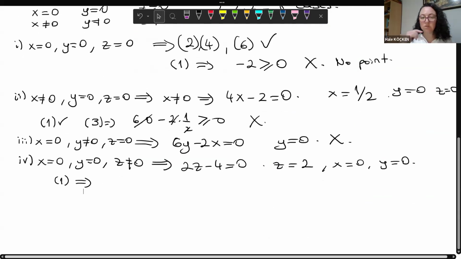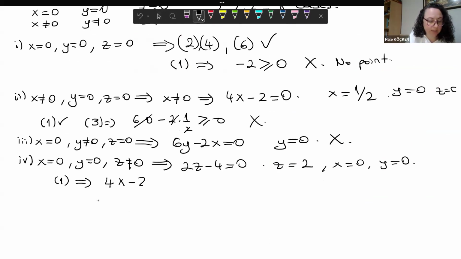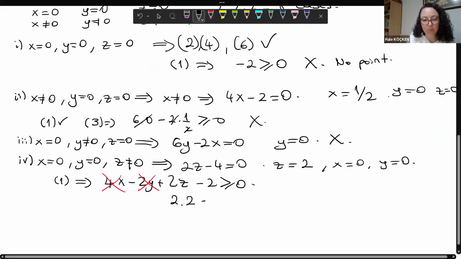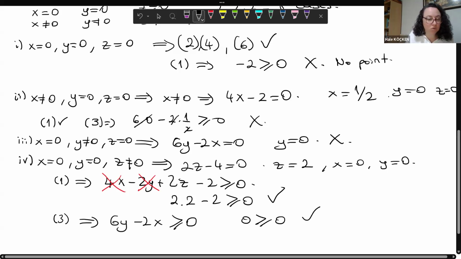Okay. I will describe by the number of the constraints, because I don't want to go up and down. For the first constraint, it was 4x minus 2y plus 2z minus 2 greater than or equal to 0, or not. X drops because it is 0, y drops because it is 0. I'm checking that 2 times 2 minus 2 is greater than 0, yes, it's satisfied for the first. Let me check 3. It was 6y minus 2x greater than or equal to 0. It is 0 greater than or equal to 0. It is satisfied.